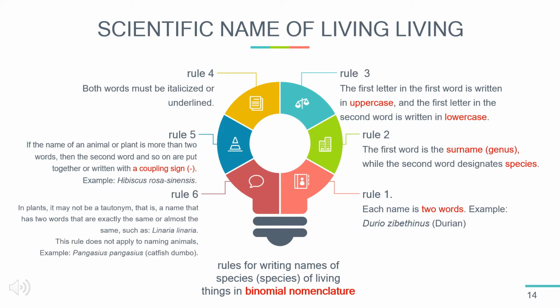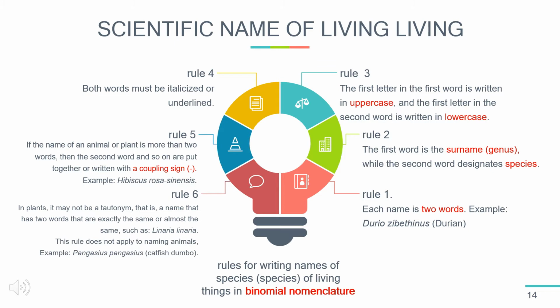In scientific names of living things, there are 6 rules for writing the name of a species based on binomial nomenclature. The first one: each name consists of 2 words. For example, Durio zibethinus, or as we know it, durian. The second rule: the first word is the surname or genus, while the second word designates the species. So Durio is the genus, and then zibethinus is the species.